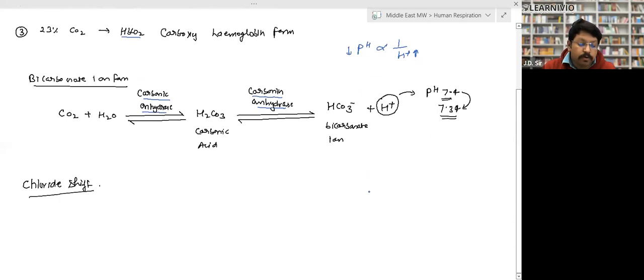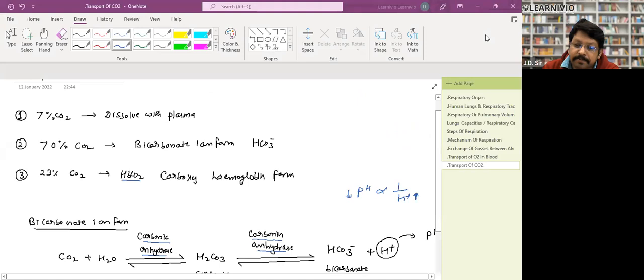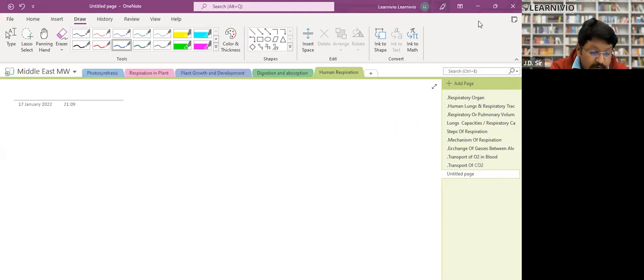Now, we were about to discuss the chloride shift phenomenon. How does this phenomenon take place? That's what we are going to study, right? Put the heading, chloride shift. Another name for chloride shift is the Hamburger phenomenon. The same question has been asked many times, and the chloride shift is also important for your school examination. They can ask you.